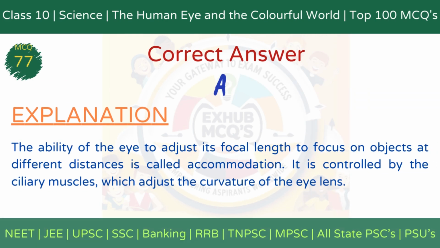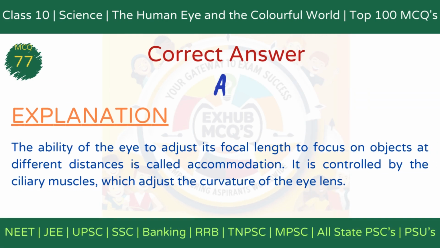The correct answer is option A, accommodation. Explanation: Accommodation is the ability of the eye to adjust its focal length to focus on objects at different distances. This adjustment is made by the ciliary muscles changing the curvature of the lens.